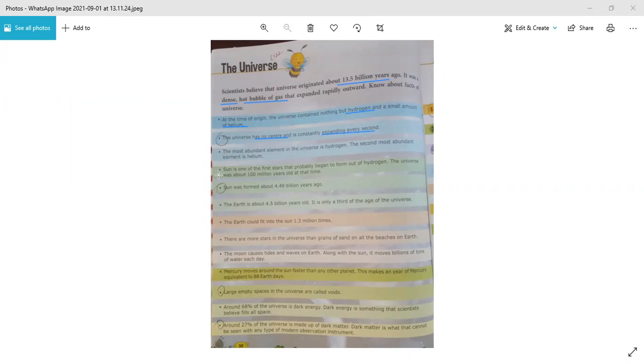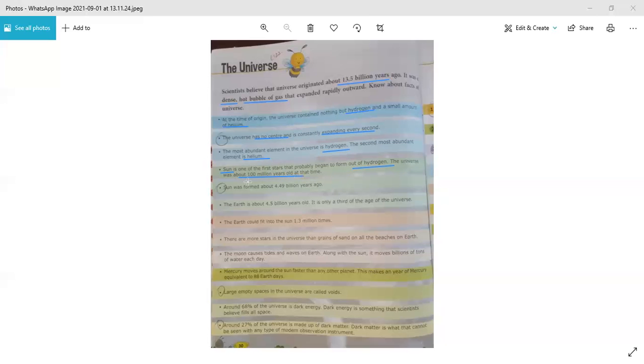Clear, children? The most abundant means that which is found in large amount. The abundant material found in this universe is hydrogen, and the next element found is helium. Hydrogen is found in abundance, in a very large amount, and the second most is helium. Now next: dash is one of the first stars. What was the first star found in the universe? That was the sun, and the sun was formed out of hydrogen. When it was formed, the universe was near about 100 million years old.